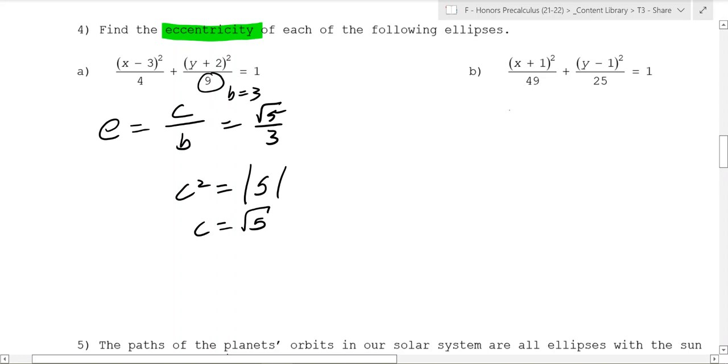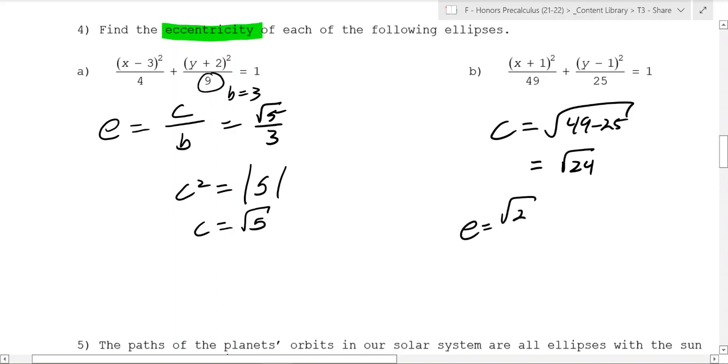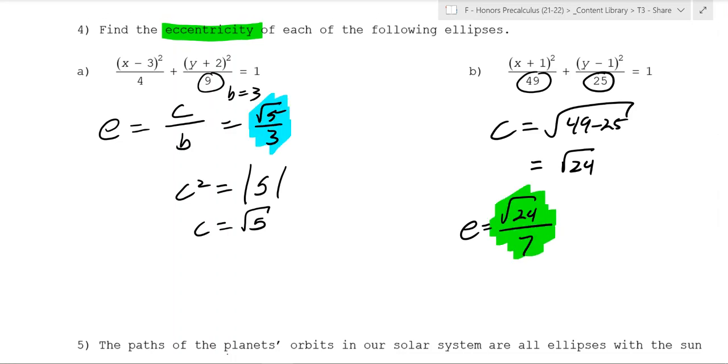Over here, we know that c is going to be equal to the square root of 49 minus 25. So you end up with the square root of 24 right there. So you end up with an eccentricity equal to the square root of 24 over what's bigger, the square root of this or the square root of this. It's going to be 7. So you end up with the eccentricity here is this, and this is this. There you go. The closer to 0, the closer it is to being a circle.